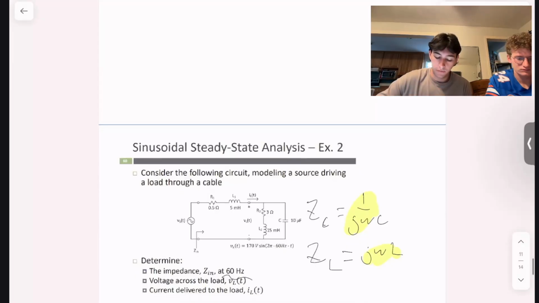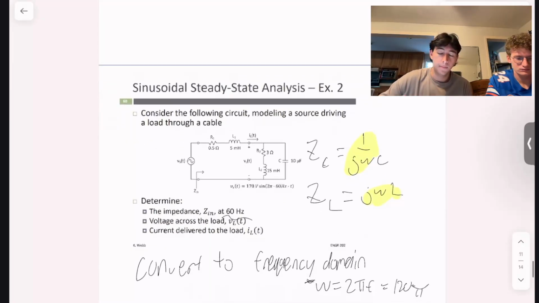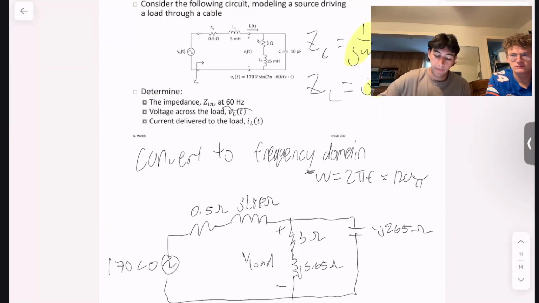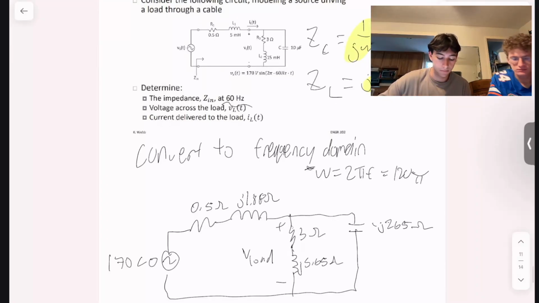First thing you want to do is convert that to an angular frequency by multiplying by 2 pi. So your omega is going to be 120 pi. After this, you want to redraw the circuit entirely in terms of complex impedances. So I've done that here. This capacitance is expressed as negative J265, since 1 over J is negative J. So just having it like this will make it easier.